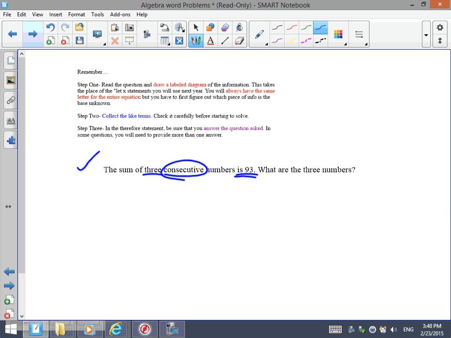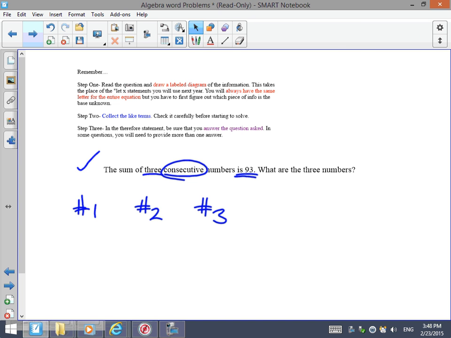So again, you start with your diagram. I'm going to say this is the first number, the second number, and the third number. I'm not saying 1, 2, and 3 are the numbers. 1, 2, and 3 don't add up to 93. But I'm saying this is the first number. Now the first number, I don't know what it is.